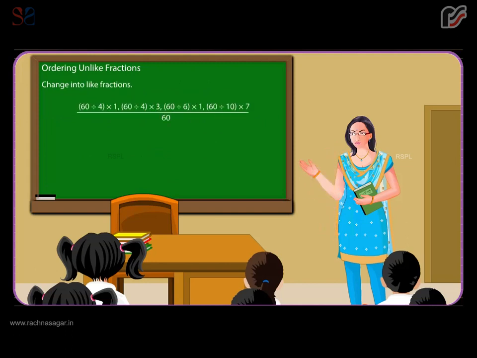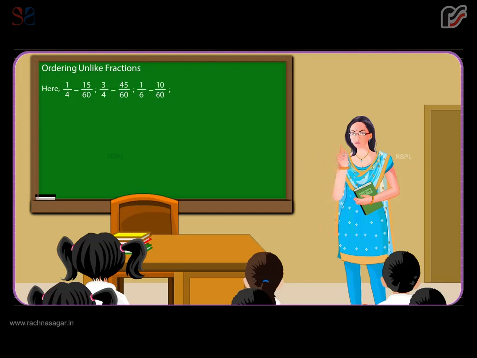60 divided by 4 multiplied by 1, 60 divided by 4 multiplied by 3, 60 divided by 6 multiplied by 1, 60 divided by 10 multiplied by 7, whole divided by 60, is equal to 15 multiplied by 1, 15 multiplied by 3, 10 multiplied by 1, 6 multiplied by 7, whole divided by 60, is equal to 15/60, 45/60, 10/60, and 42/60. Here, 1/4 is equal to 15/60, 3/4 is equal to 45/60, 1/6 is equal to 10/60, and 7/10 is equal to 42/60.